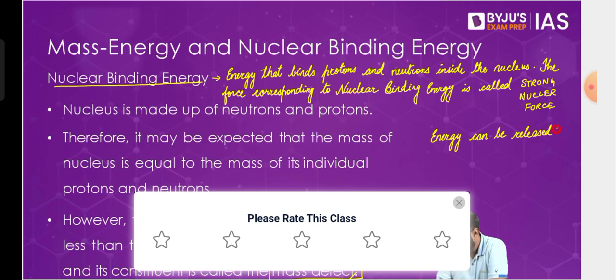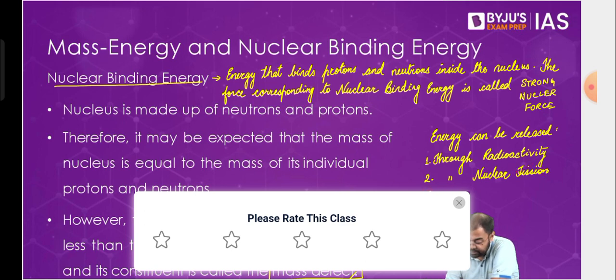Energy can be released through radioactivity, through nuclear fission, or through nuclear fusion. And this is what we are going to learn next, that these are the three ways in which energy can be released, either through radioactivity or through nuclear fission or through nuclear fusion.